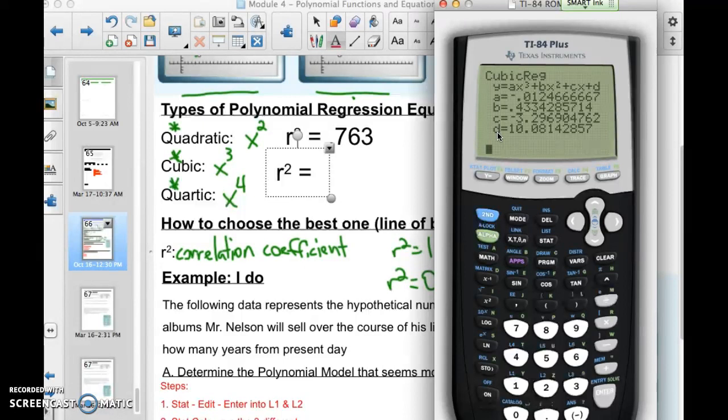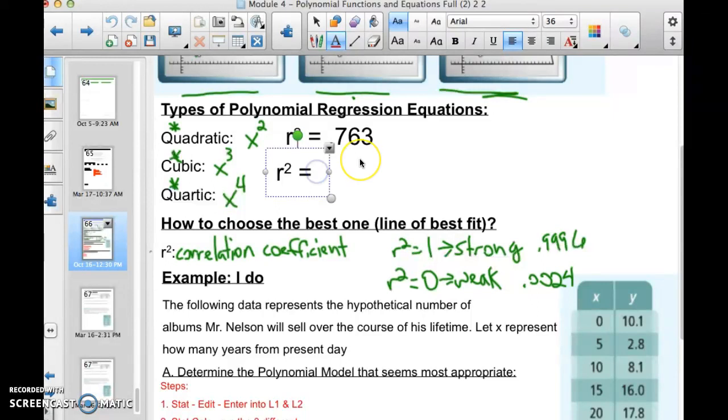So as you're practicing this, if you ran the cubic on your calculator and you hit calculate, your R squared value should be 0.9998. Alright, that's what you should get here. I'm going to put 0.9998. Alright, so that's looking pretty promising. That's closer to 1 than 0.763. But we have to try one more. We're going to try the quartic now.